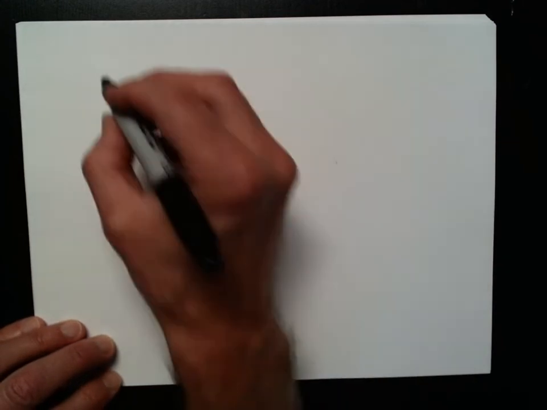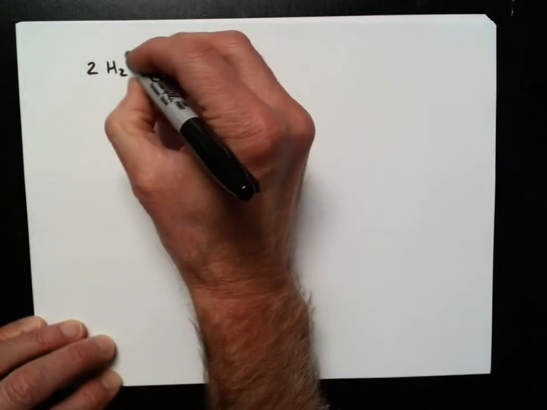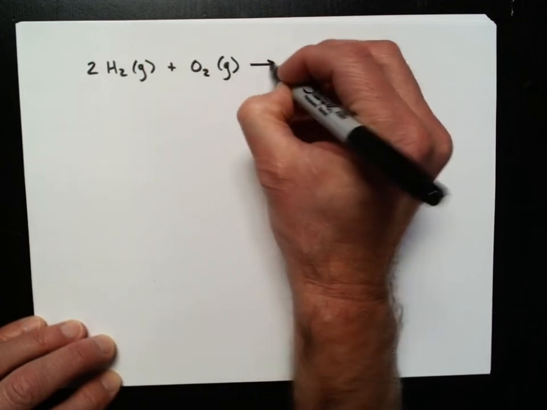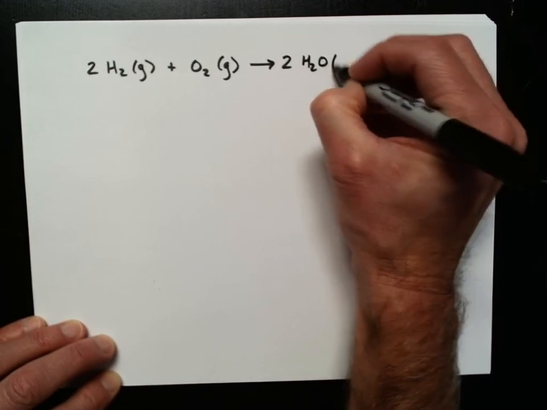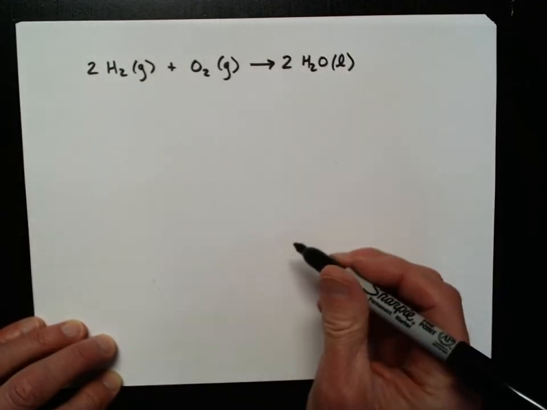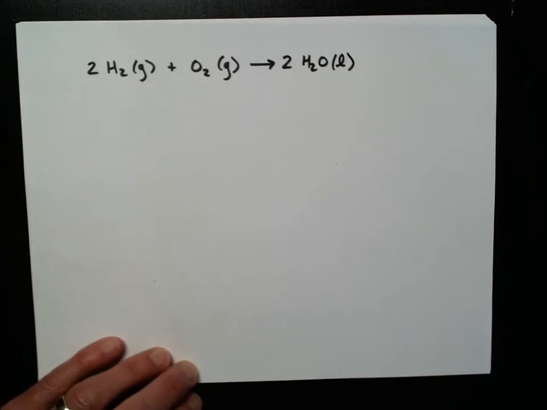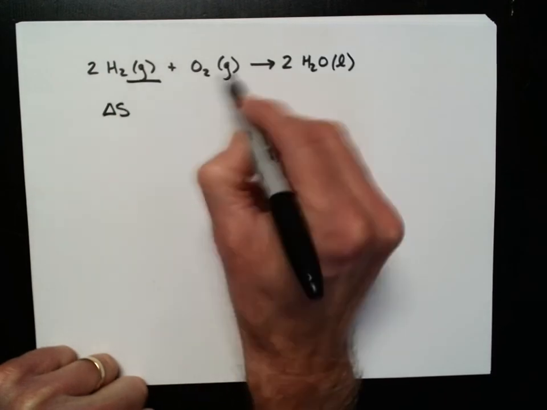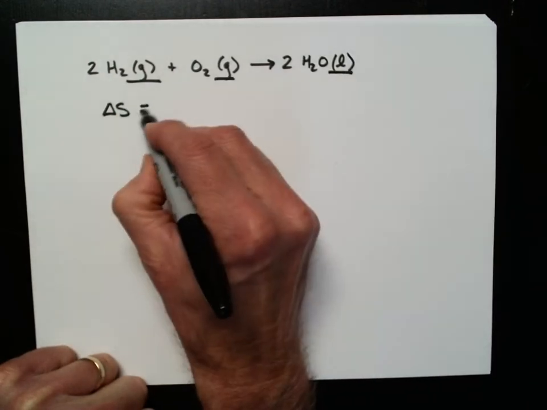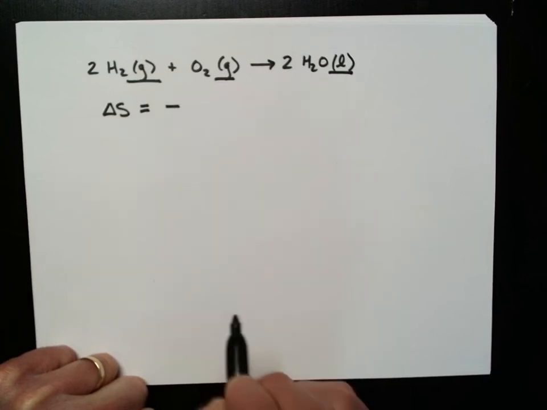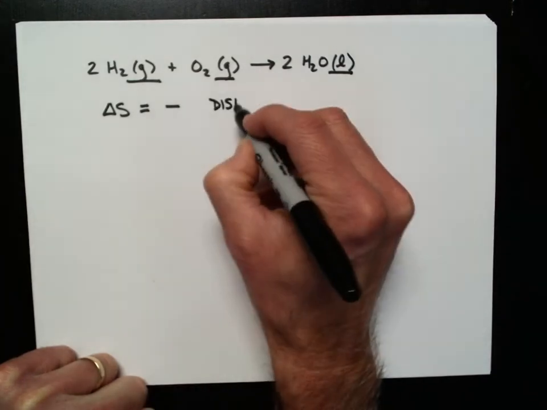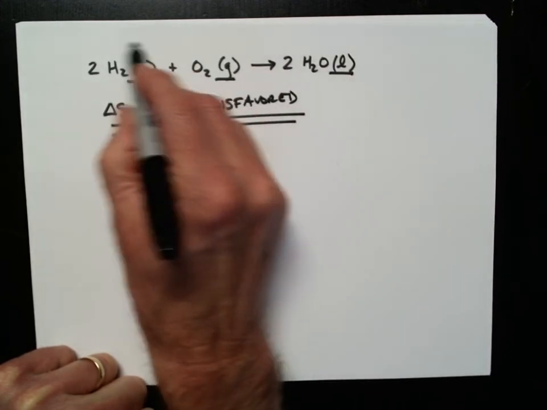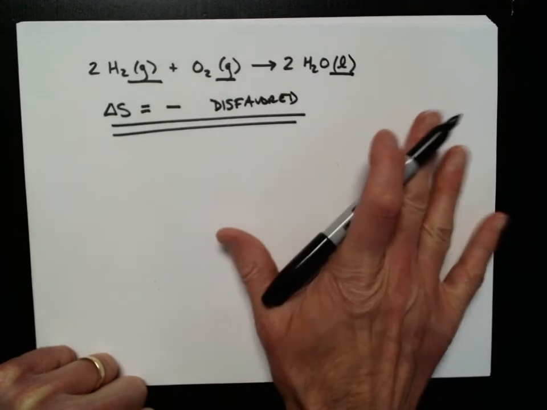All right, now let's look at this. 2H2 gas plus O2 gas going to 2H2O liquid. Is this going to be favored under standard conditions? Well, in terms of the entropy, I've got gas going to liquid. So that means my entropy change is going to be negative, which is disfavored. So in terms of the entropy, this is not a favored process, but that's only half the story.